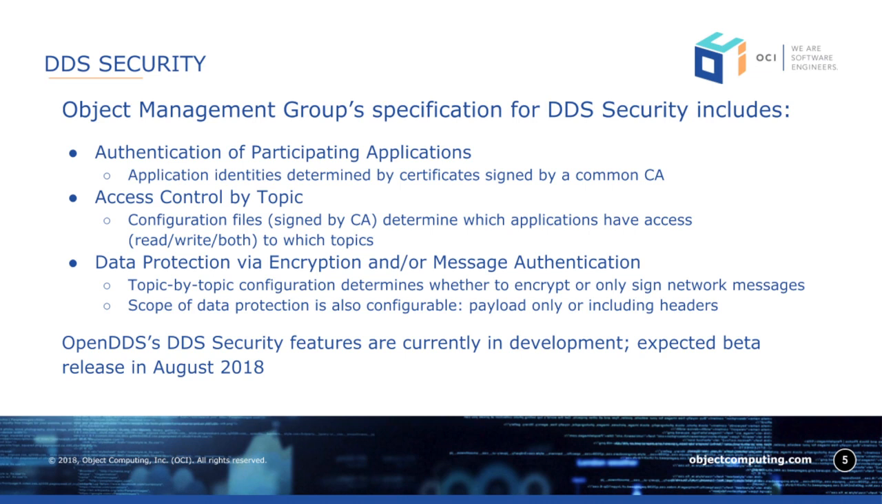The DDS security specification is relatively new, and we'll be focusing on that in this video. The DDS security specification has three main areas: authentication of participating applications, access control by topic, and actually protecting the data in flight. And that can be done by encryption and/or message authentication. OpenDDS's security features are currently in development. We expect a beta release in August of 2018.